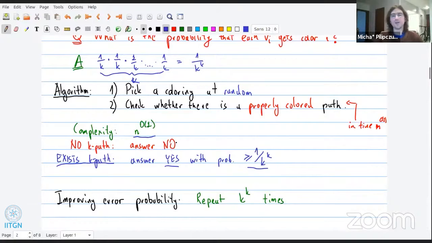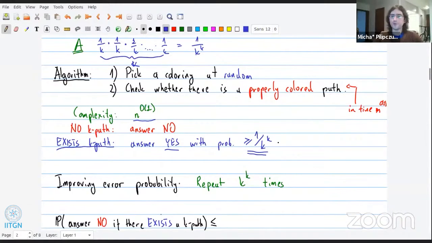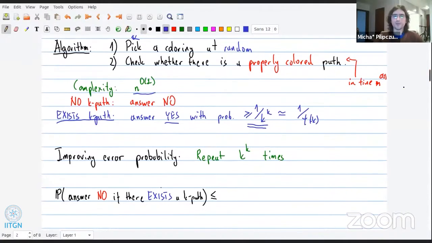But if the answer should be actually yes, with some tiny probability, it will be able to find this answer yes. And the crucial point is that this probability is roughly 1 over a function of k only, and does not depend on the size of the graph. So now we can take this algorithm and just boost the error probability. Boosting the error probability in a randomized algorithm is often done via a very simple trick, namely repeating the algorithm many times. So I'm just repeating the algorithm k to the k times.